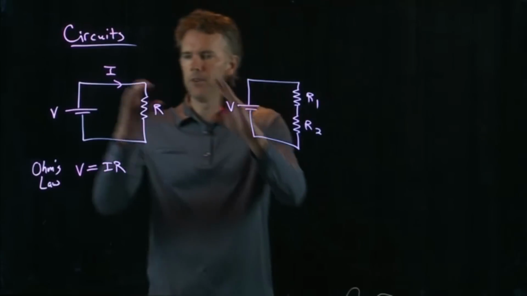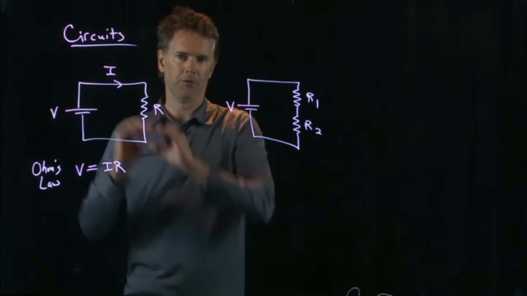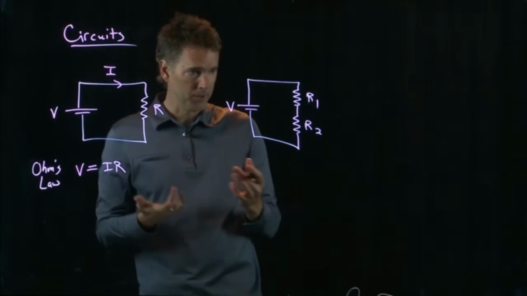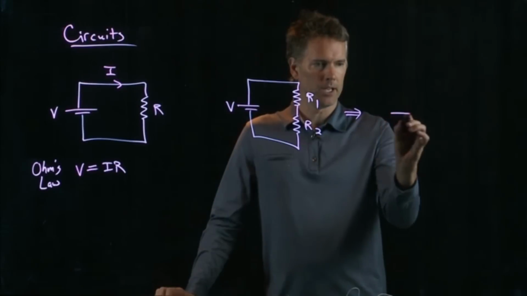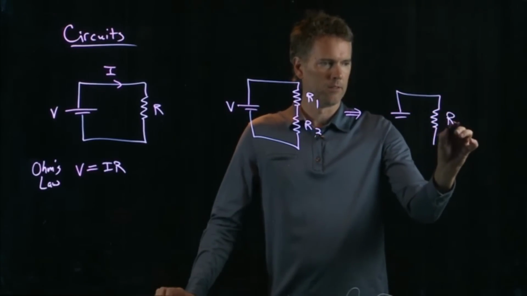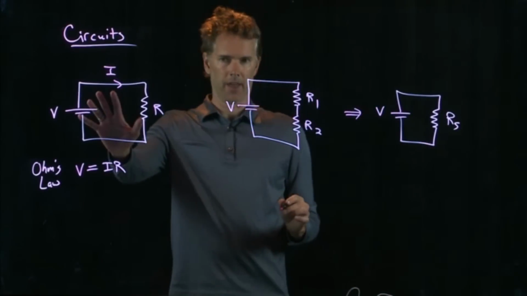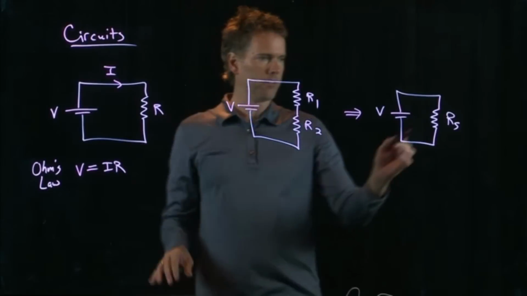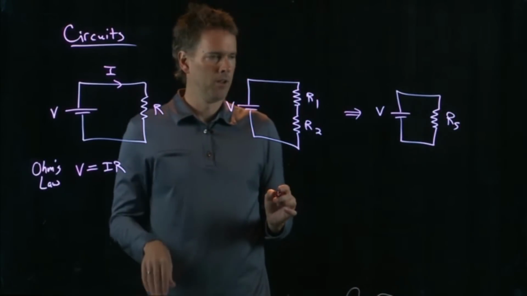And now I want to get it to look back like this. Right? I want it to look like a simple circuit again. So how do I do that? Well, I just draw it again and label this thing something else. Now it looks like that. The only difference is it's called R sub S instead of R.